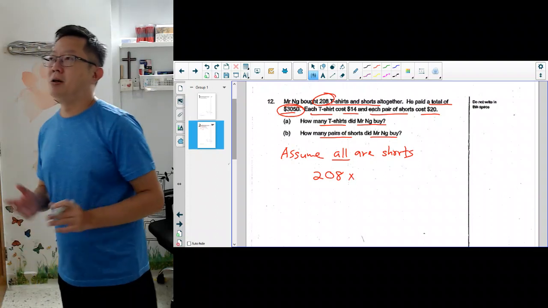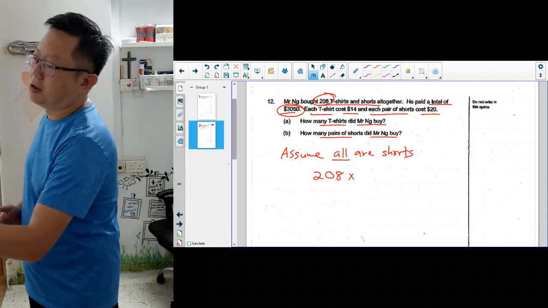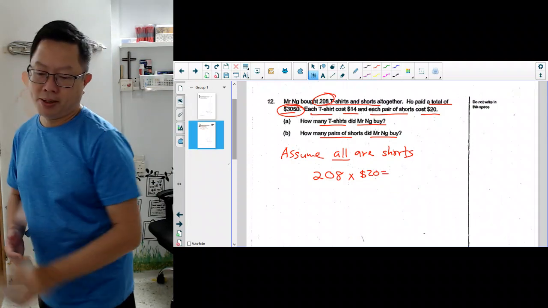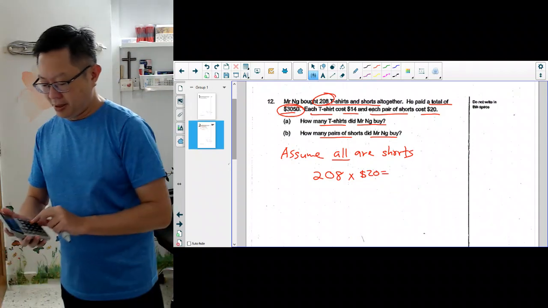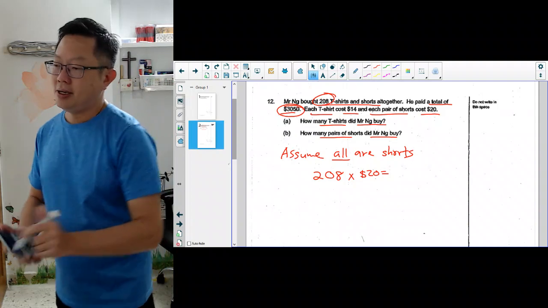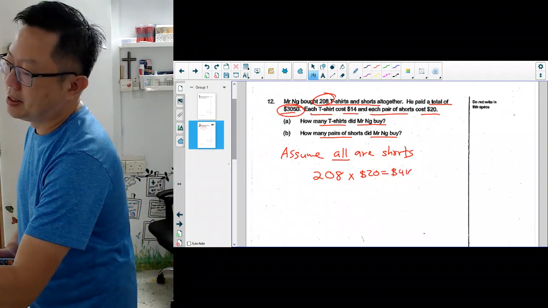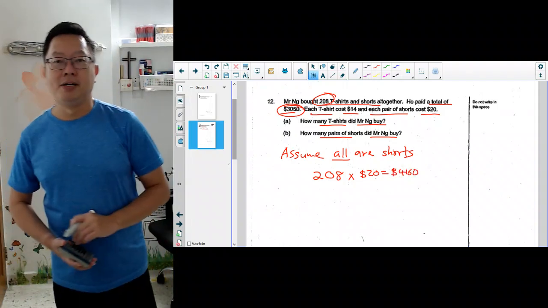And how much will all the shorts cost? One pair of shorts costs $20. So you take 208 and you times 20, and you will get $4,160. Okay, that is the wrong total, right?